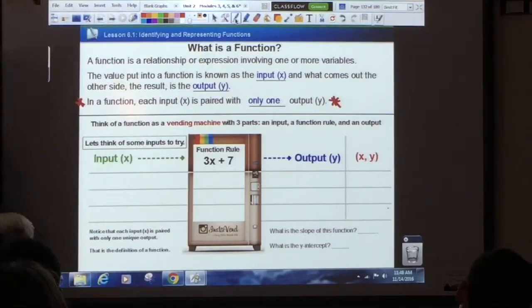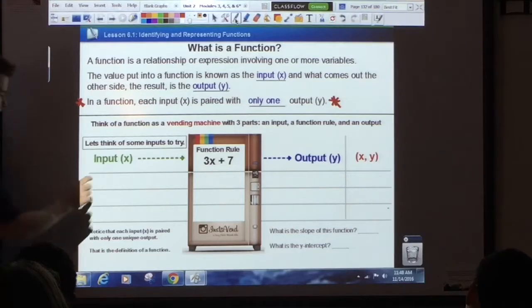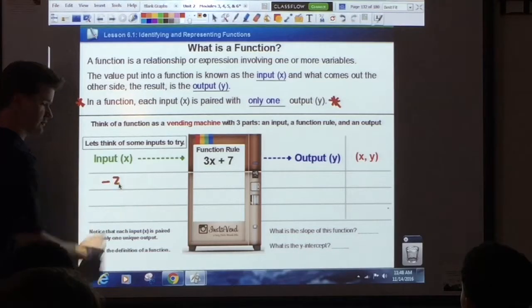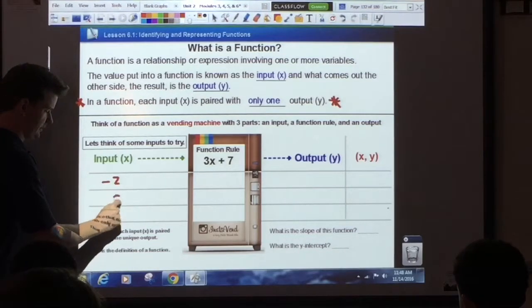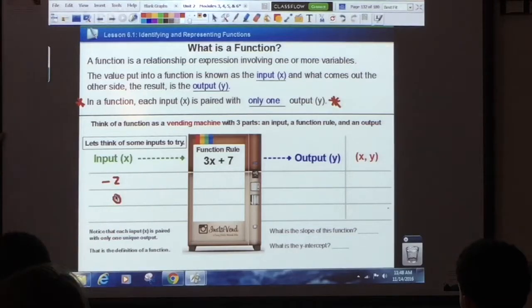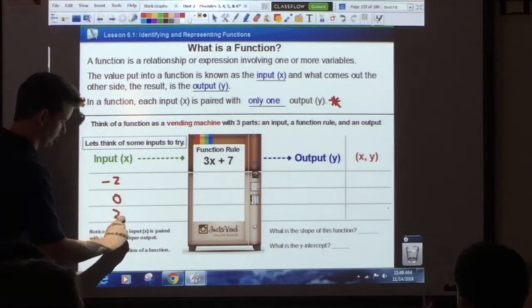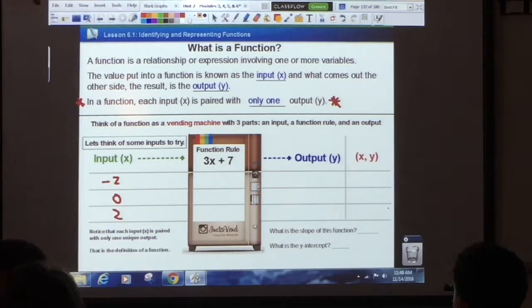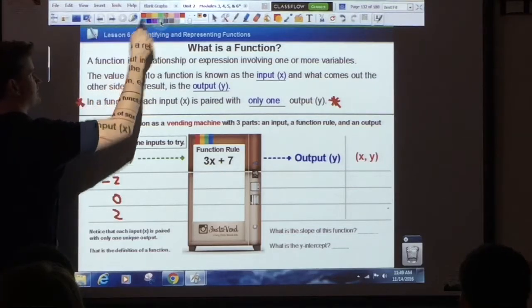To show you how this works, we're going to pick a couple inputs. I'll pick a negative input, something like -2. And then I'll pick a 0, because I like to see what happens if I put 0 in there. And I'll try a positive input. Give me a positive number between 1 and 9. Somebody said 2, all right, so there we go. -2, 0, and 2. So those are my inputs.